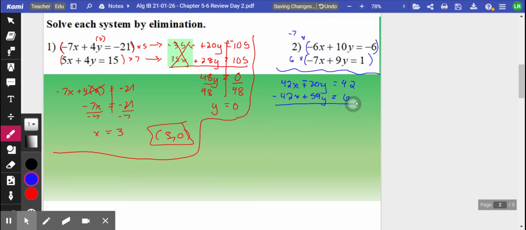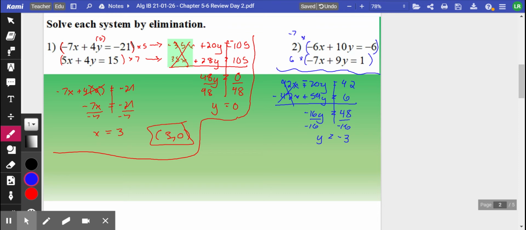Since I have my opposites, I can add my equations together. That's 0. That would be -16y. And that would be 48. Divide both sides by -16. And I get y is -3. So I have my first answer.